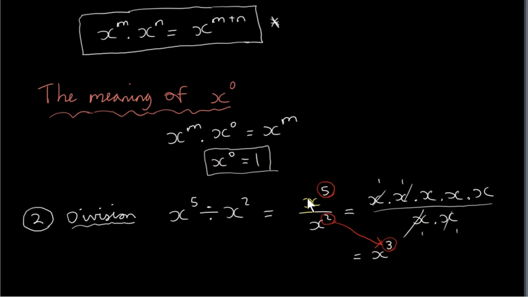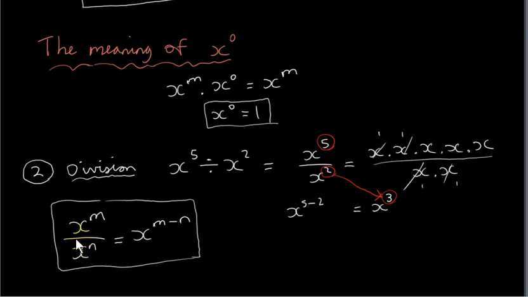So we see that x to the power of 5 divided by x to the power of 2 is x to the power of 5 minus 2. And 5 minus 2 is 3. So that brings us to our second rule. X to the power of m divided by x to the power of n equals x to the power of m minus n. And it turns out it doesn't matter what these numbers are. They could be natural numbers, negative integers, they could even be fractions. And I'll explain about fractional powers later.